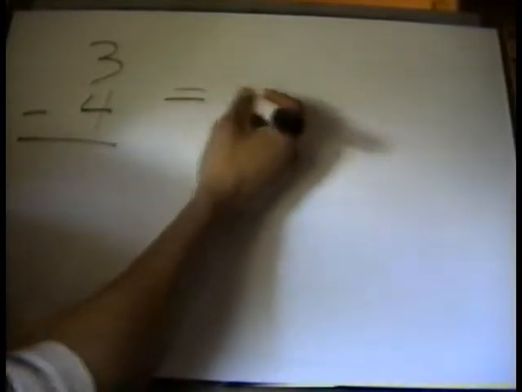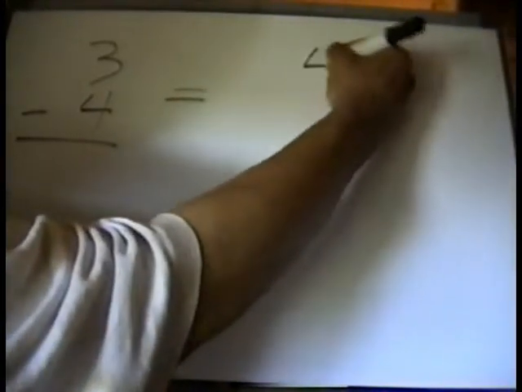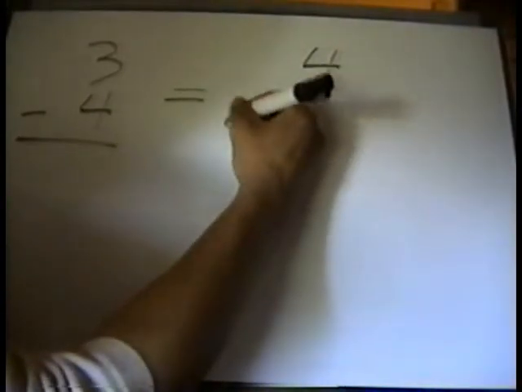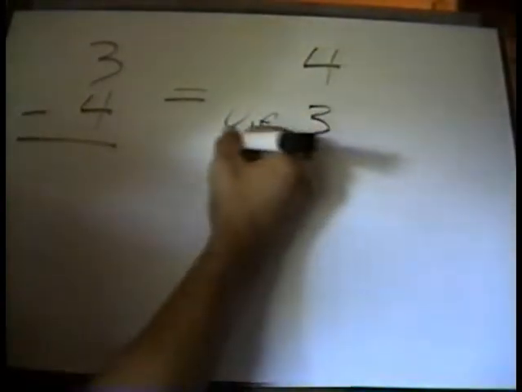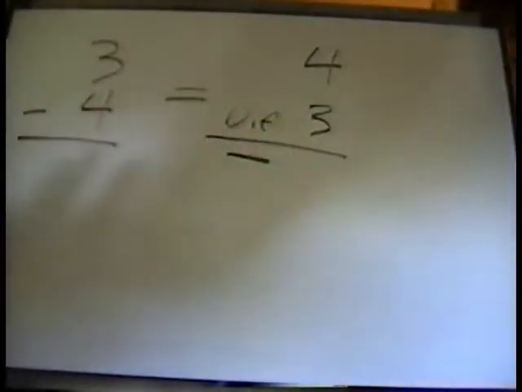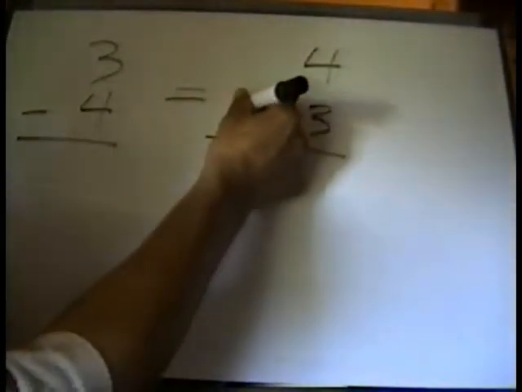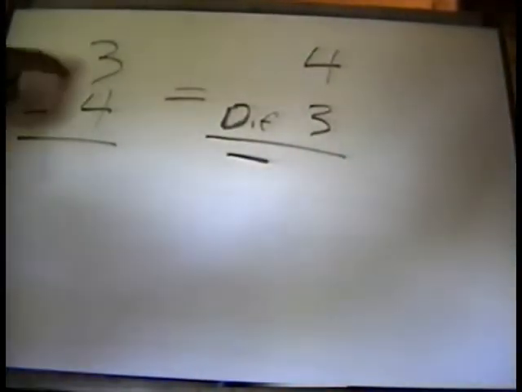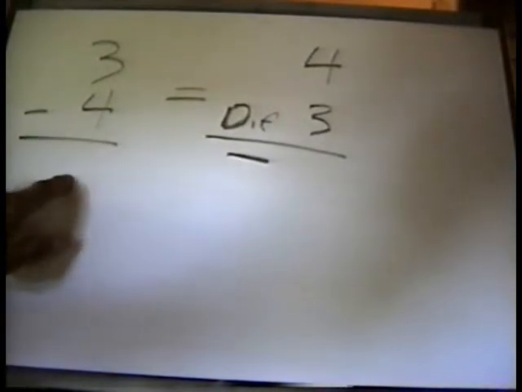Okay, now I want to do 3 minus 4. We're going to try 3 minus 4. That's going to give you a -1. So we're going to use the format I just showed you. 3 minus 4 equals the difference between 4 and 3. This is how you set it up.